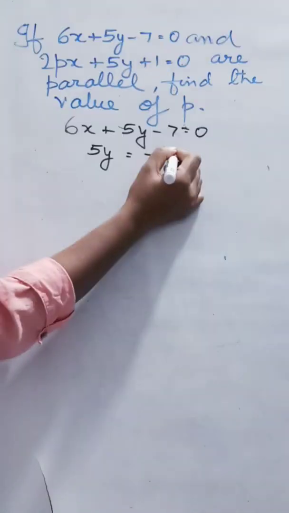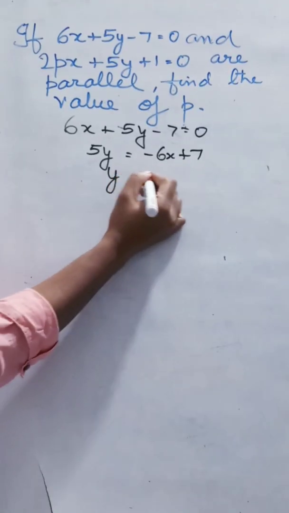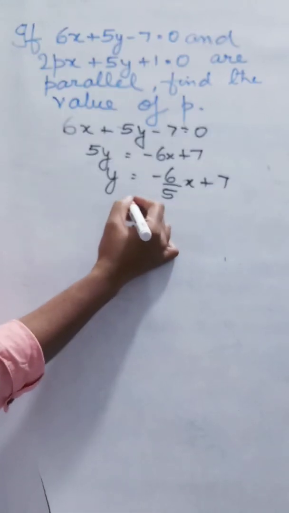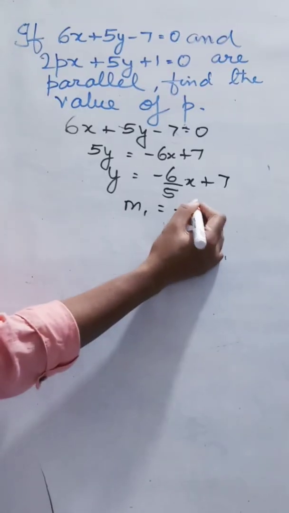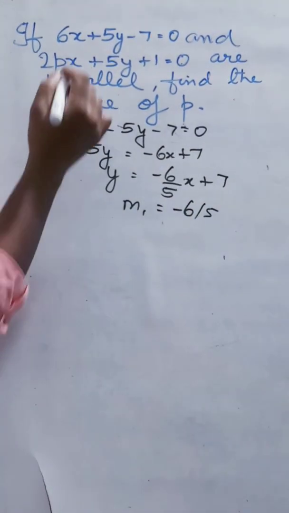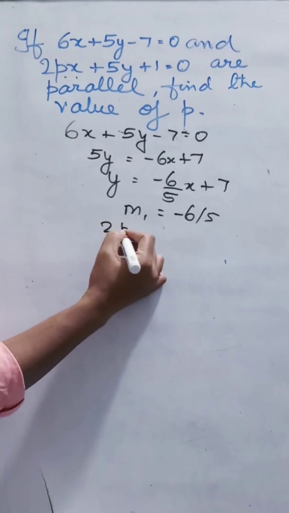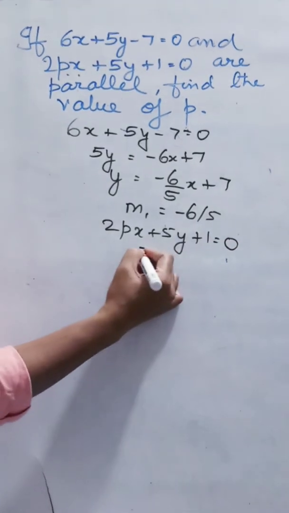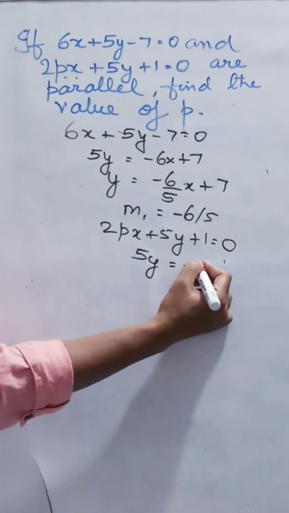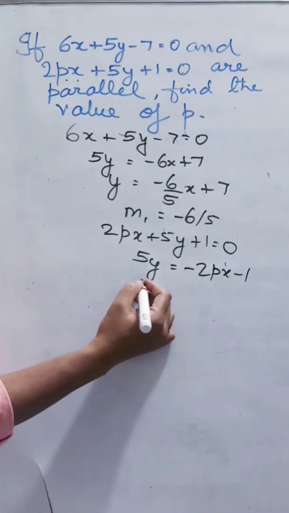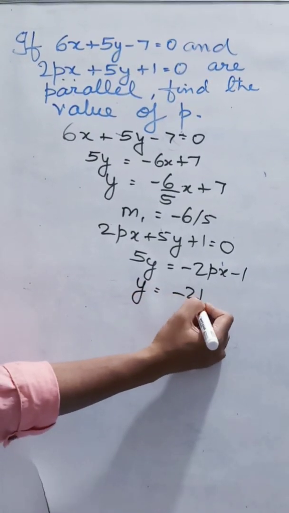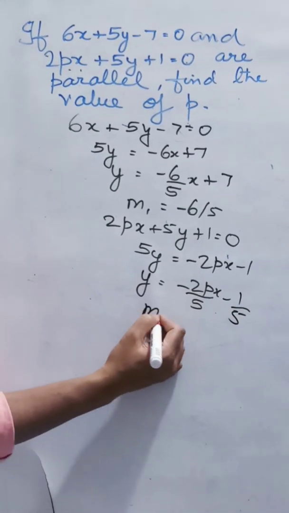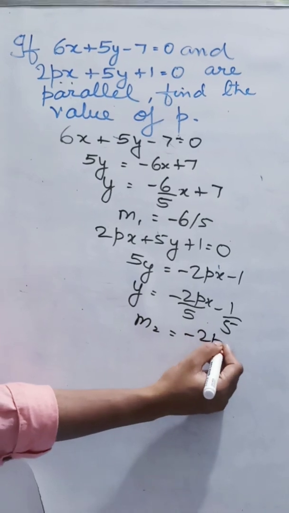So y will be equal to minus 6 upon 5 x plus 7 upon 5. So the slope is going to be minus 6 upon 5. Similarly, I will find the slope for the other line. So 2px plus 5y plus 1 equals 0, or 5y equals minus 2px minus 1, or y equals minus 2px upon 5 minus 1 over 5. So here the slope will be minus 2p upon 5.